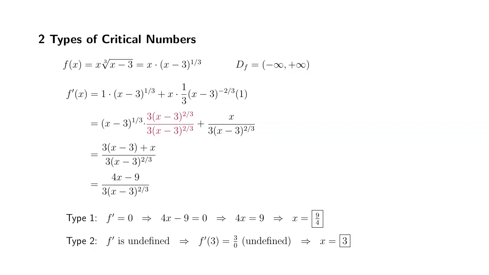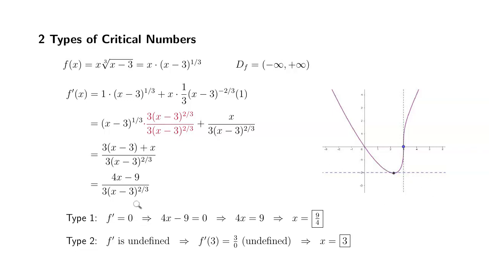All right, now let's look at the graph of this function. I'm going to sketch the graph of this function, which looks like this. Then the critical number of type 1, 9/4, is about there. If you look at the graph at x equals 9/4, you can see that it has a horizontal tangent line, because the derivative equals 0, which means that the slope of the tangent line is 0. So therefore, we have a horizontal tangent line.